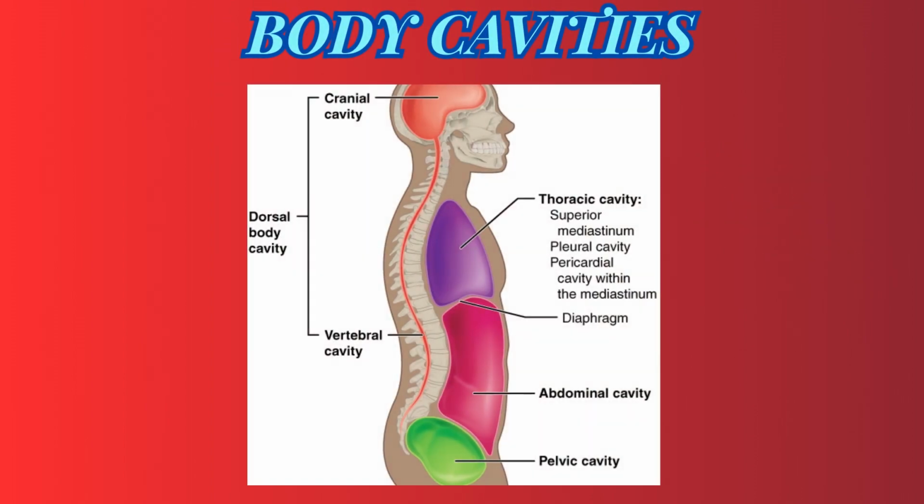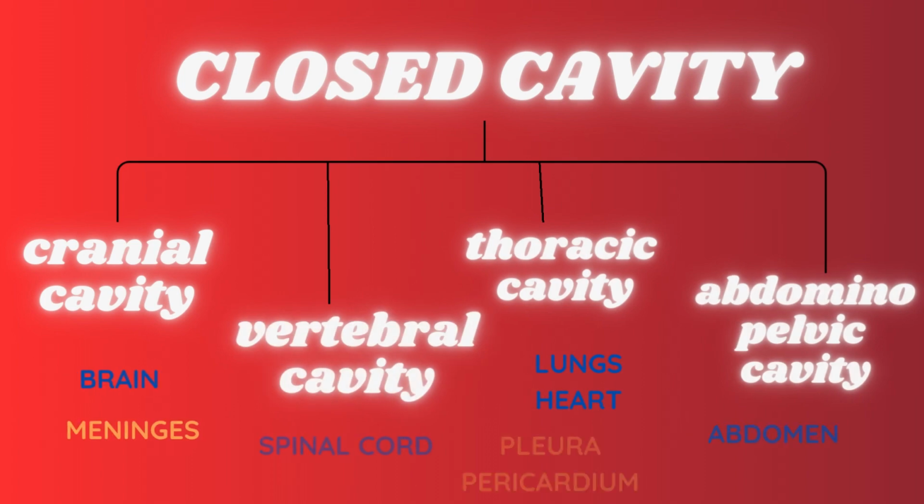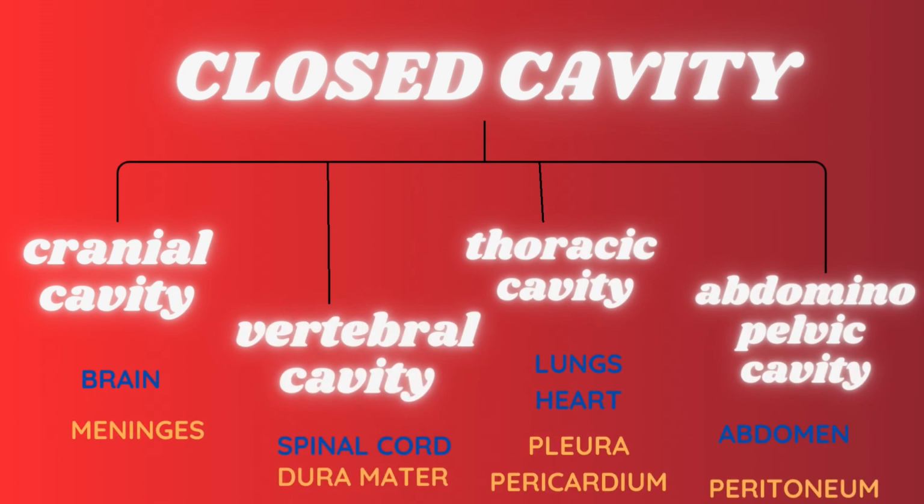A body cavity is any space or compartment which contains organs. It is divided into dorsal and ventral cavities. Dorsal includes cranial and spinal cavities. Ventral body cavity includes the thoracic cavity, enclosed by the rib cage and containing the lungs and heart, and the abdominopelvic cavity. On the other hand, cavities are divided into open and closed body cavities.